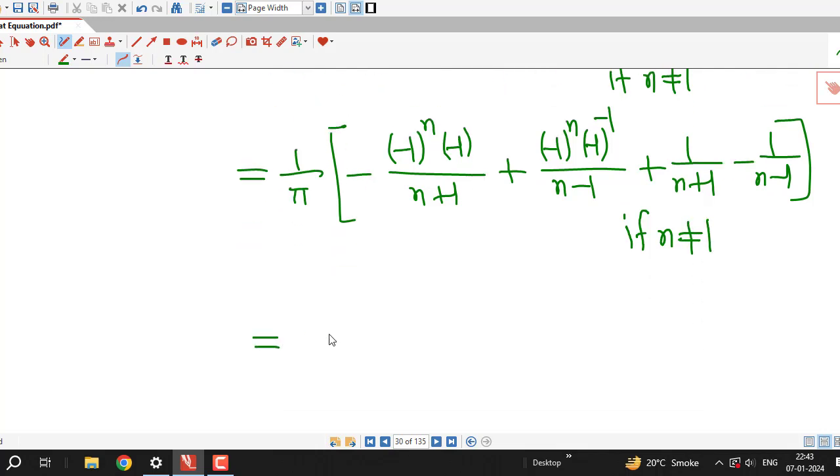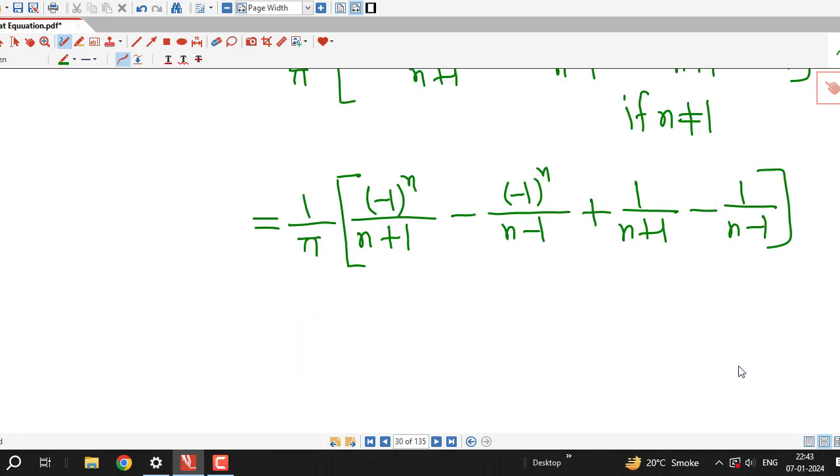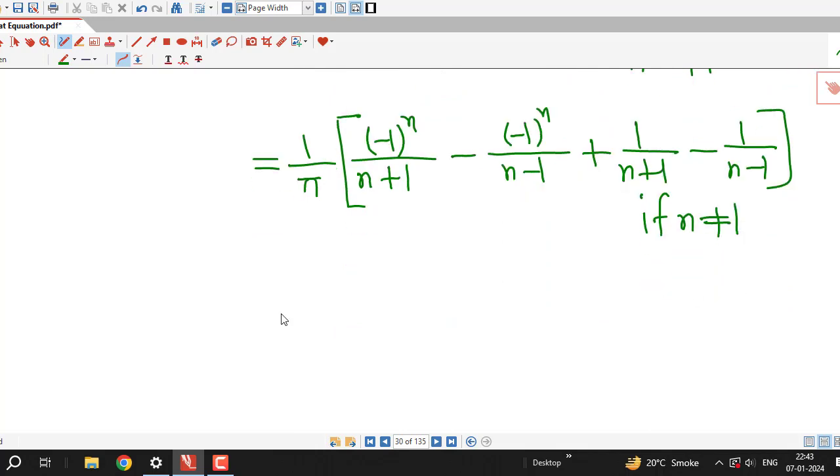Now let me simplify again. This is 1 over pi. Here minus 1 into this minus 1 is going to be positive, and we have minus 1 raised to n divided by n plus 1. Here this minus 1 raised to minus 1 is going to be minus 1. So here I have a negative sign, and minus 1 raised to n divided by n minus 1, plus 1 over n plus 1 minus 1 over n minus 1. And of course I have to write this is valid if n is not equal to 1.